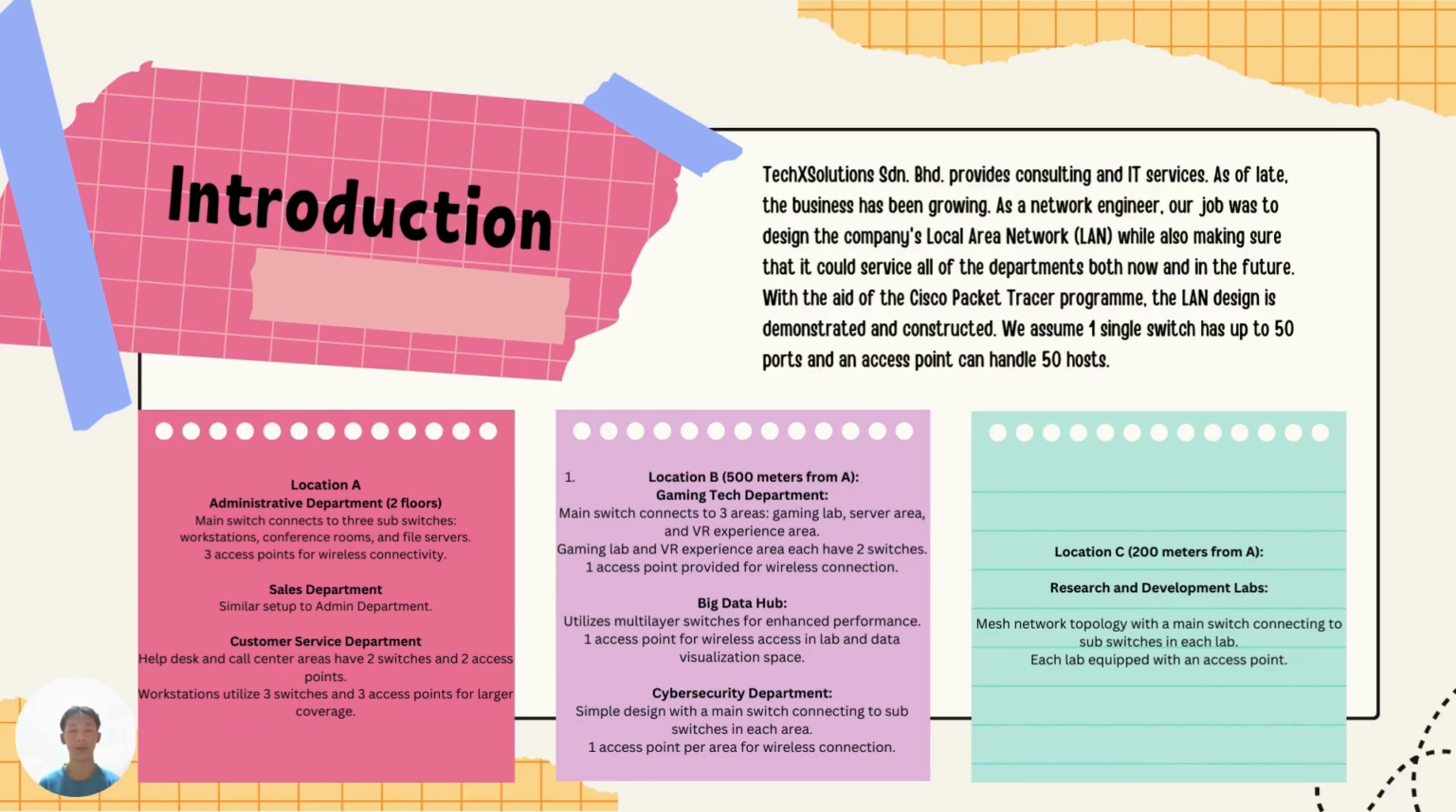Inside the cybersecurity department, a simple design is used: we use a main switch to connect to sub-switches in each area, and an access point is also provided in each area. And lastly, location C, which is 200 meters away from location A, has only one department, which is the research and development labs. We use a mesh network topology with a main switch connecting to other sub-switches inside each lab, and each lab is also equipped with an access point.